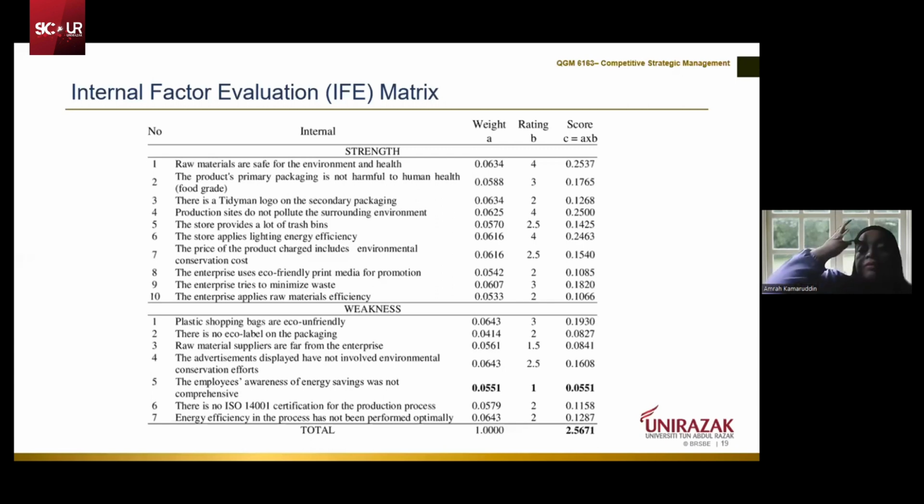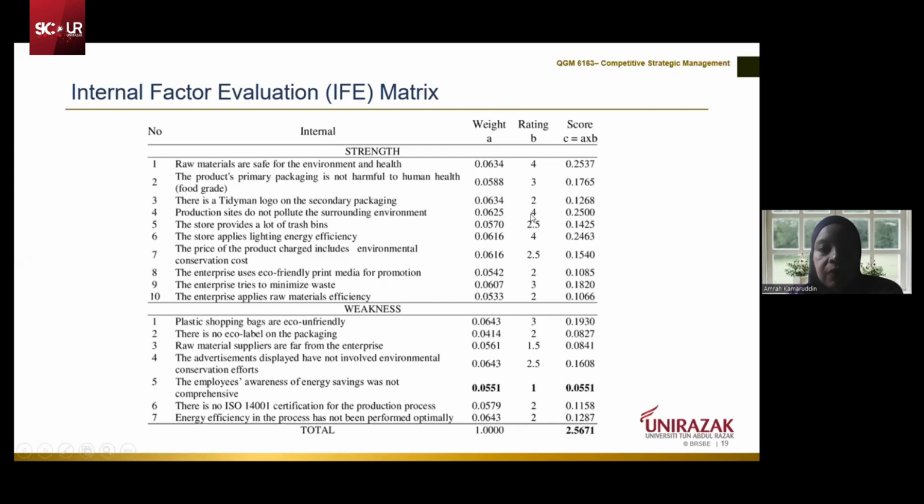Okay. All right. So the raw material, for example, the raw materials are safe for the environment, and also strength. So it's actually near to 0.06. As you can see, the highest is here, this one, 0.063. It's actually about 6.34 if you divide by 100. Okay, so that's why the rating is 4.